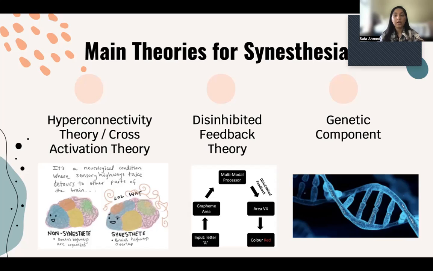should be. For the genetic component, it's been found that 40% of people with synesthesia have a first-degree relative who also has synesthesia. The exact type of synesthesia isn't important, so someone with grapheme color synesthesia might have a first-degree relative with chromesthesia or another type of synesthesia entirely.